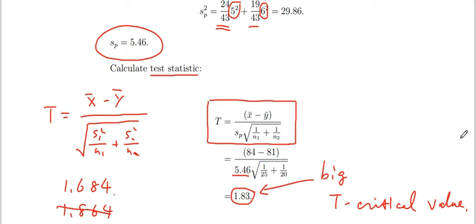And for this, the degree of freedom, we just use the smaller one, right? The minimum of N1, minimum of, I'm sorry.